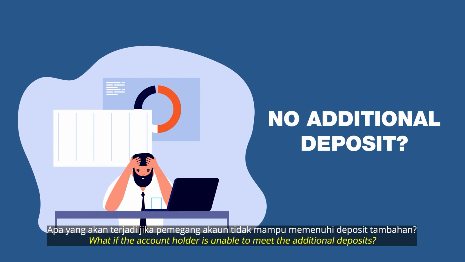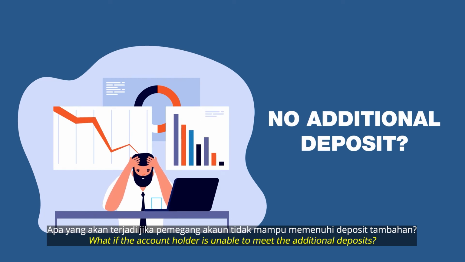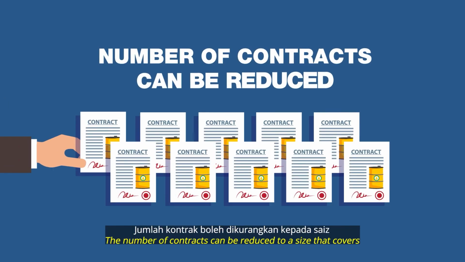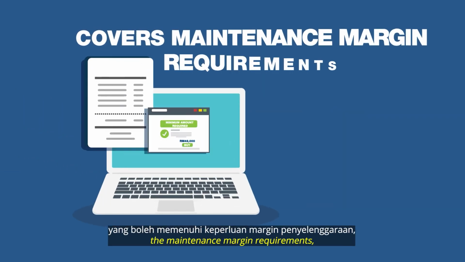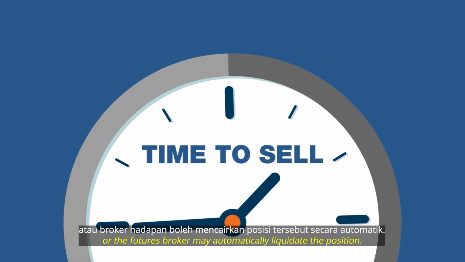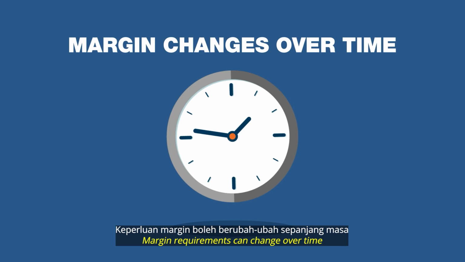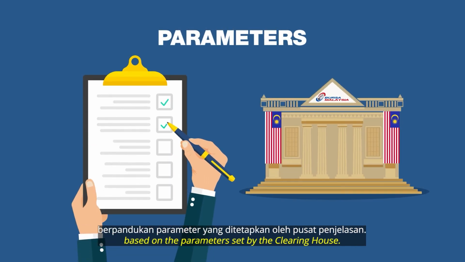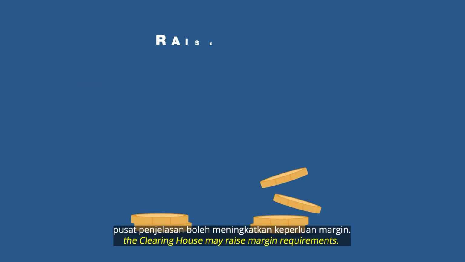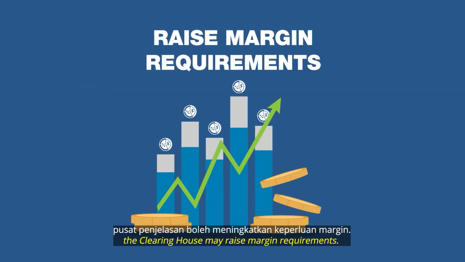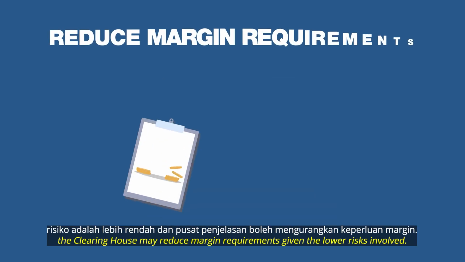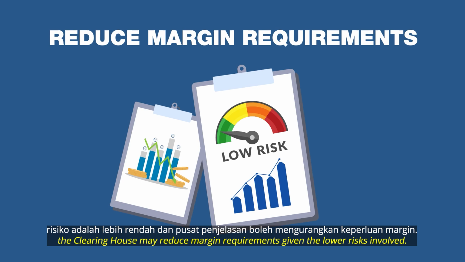What if the account holder is unable to meet the additional deposits? Two things can happen. The number of contracts can be reduced to a size that covers the maintenance margin requirements, or the futures broker may automatically liquidate the position. Margin requirements can change over time based on the parameters set by the clearinghouse. If a futures market becomes volatile, the clearinghouse may raise margin requirements. Conversely, in a less volatile environment, the clearinghouse may reduce margin requirements given the lower risks involved.